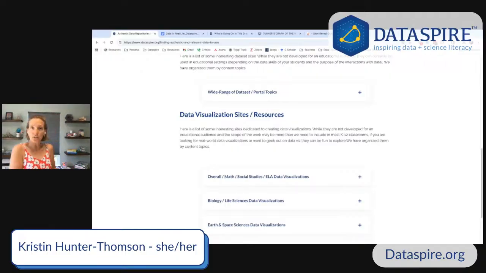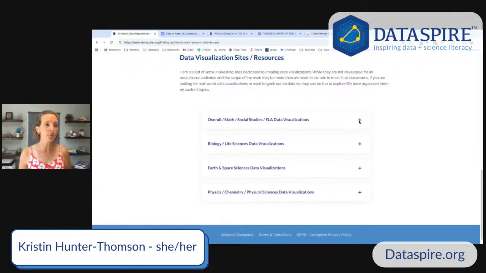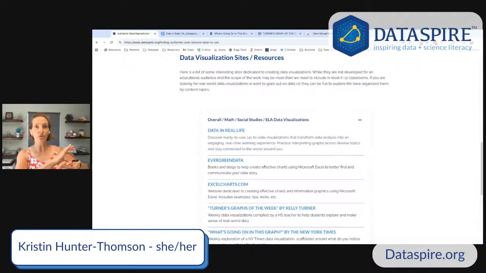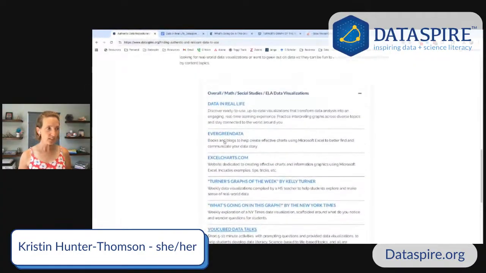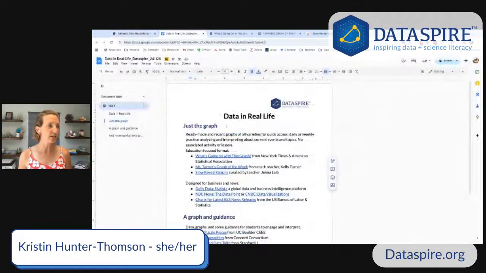Sometimes that's similar to the dataset repositories, but sometimes it's not. So we also built out this section of where you can easily go and find visualizations or resources around visualizations, real world visualizations. So again, we've put a bunch here. A lot of these links we call out in that data in real life. If you want an even shorter list, jump in here and you can grab it.